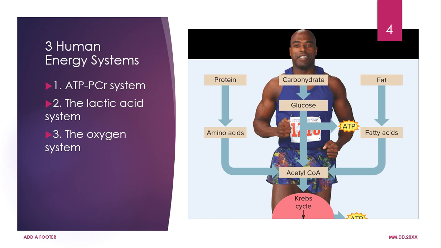Carbohydrate may be used to produce small amounts of ATP under anaerobic conditions, thus providing humans with the ability to produce energy rapidly without oxygen for relatively short periods of time. There are three energy systems that we utilize. One of those is the ATP PCR system. We'll talk about it, as well as the lactic acid system and the oxygen system. Here we go.